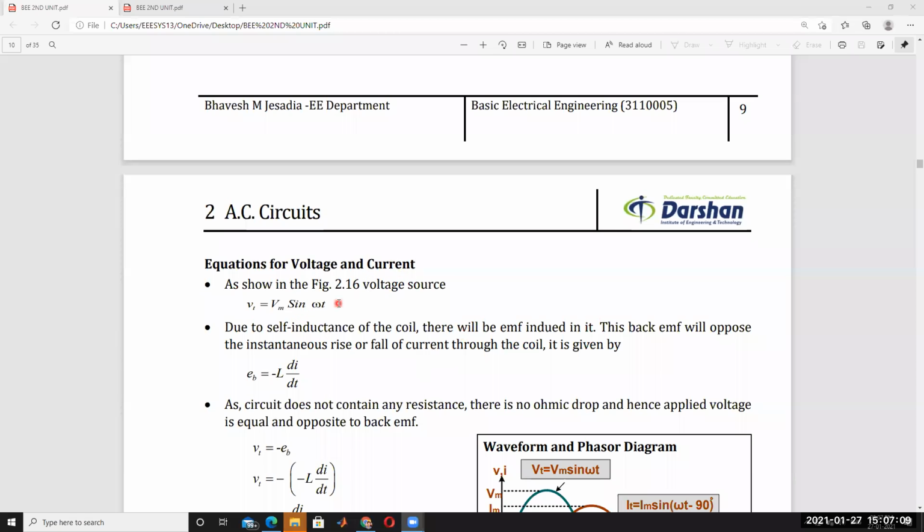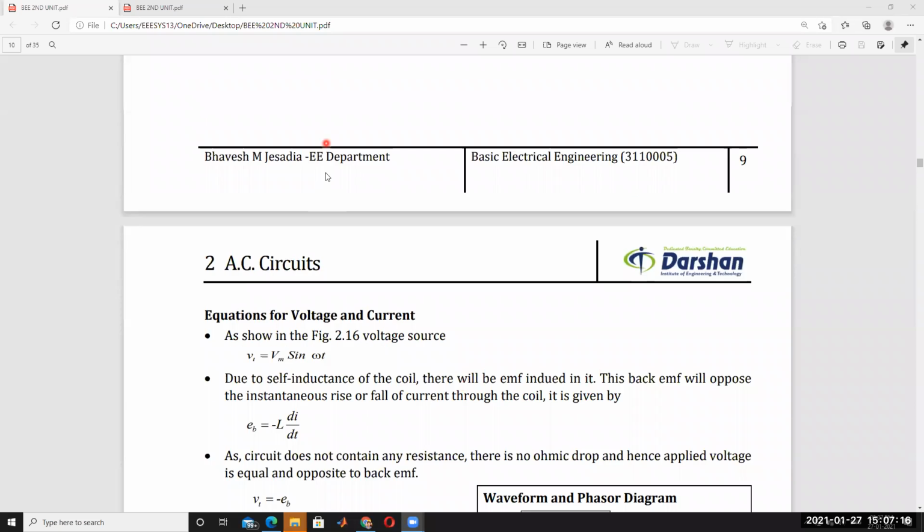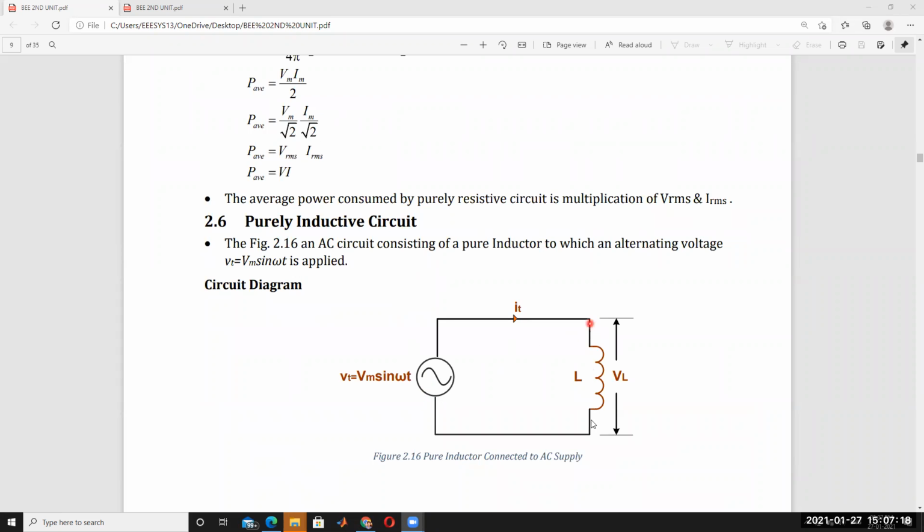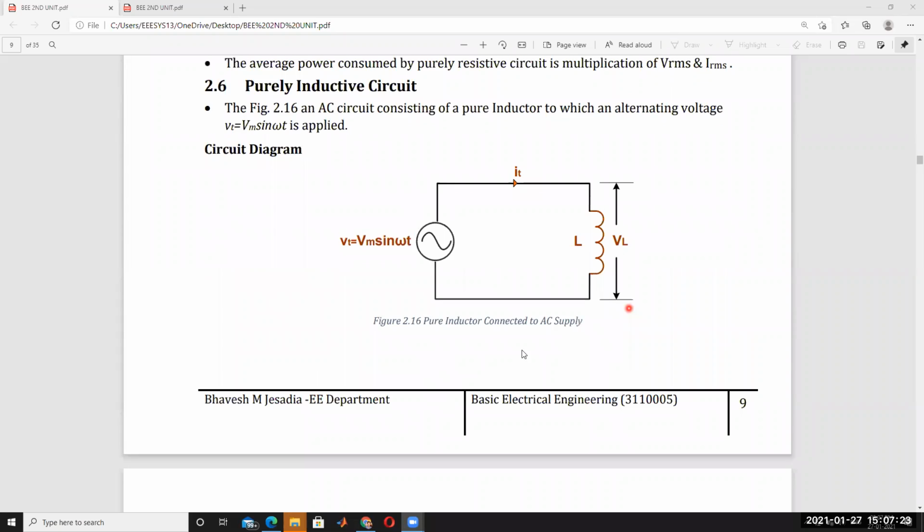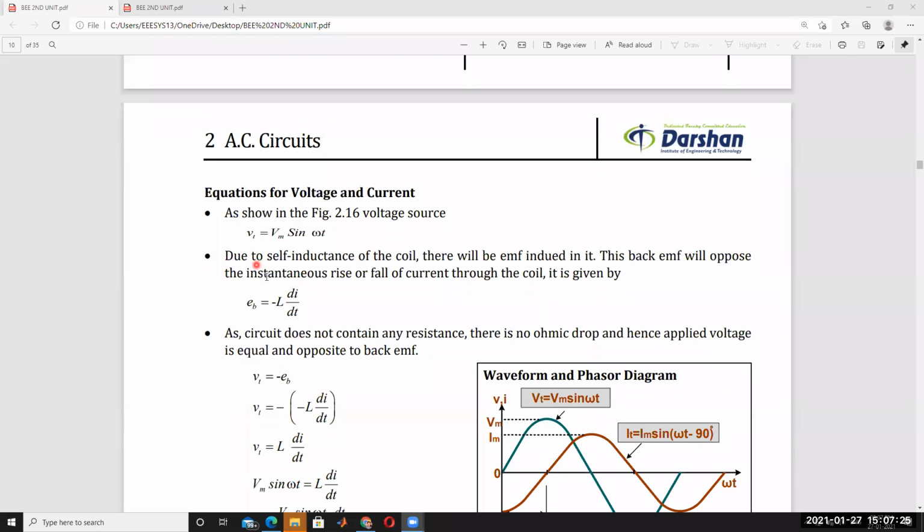The equation for voltage is v of t equal to Vm sin omega t as the supply voltage. It is in parallel, so whatever voltage is here, the same voltage appears across the inductor. Due to the self-inductance of the coil, an EMF will be induced in it. The back EMF opposes the instantaneous rise of the current through the coil, according to Lenz's law. Lenz's law means the effect opposes the cause. Because of that, there is a minus here.